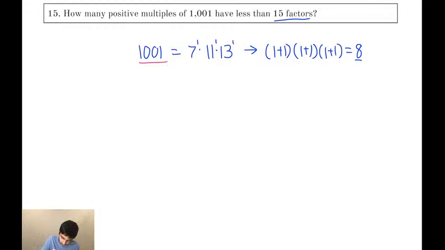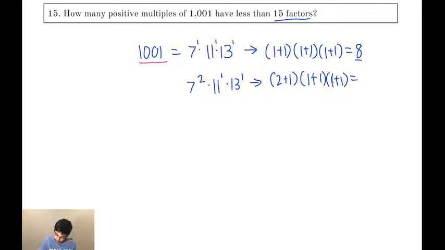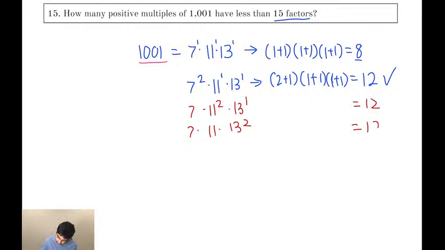Now there are other cases. We can also have 7 squared times 11 to the 1 times 13 to the 1, which has 2 plus 1 and so on. Remember the factor trick we learned in one of the previous classes? We use the same trick here: 3 times 2 times 2 equals 12. Okay, so again, 12 is less than 15, so this also works. And similarly, 7 times 11 squared times 13 to the 1, and 7 times 11 times 13 squared, these all do work because they all have 12 factors. So these are all good.